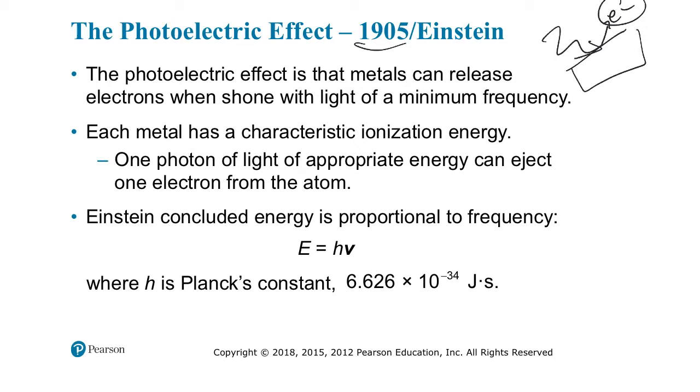So the metals were found to have a characteristic ionization energy, meaning the energy it took to release electrons was just a fundamental property of a particular metal. So some metals held on to their electrons more tightly than other metals. Other metals released their electrons a little bit more easily. One photon of light of appropriate energy could cause the ejection of one electron from the atom.